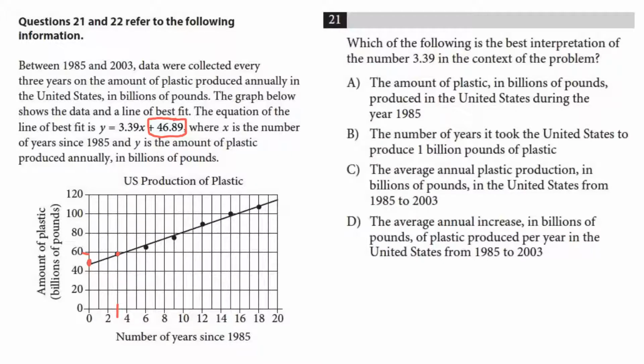So let's see. Which of the following is the best interpretation of 3.9 in the context of the problem? Okay. So 3.9, y equals mx plus b. 3.9 is the rate of change, and since this is billions of pounds of plastic produced per year, what this is telling us is that every year we increase the amount of plastic we produce by 3.9 billion pounds.